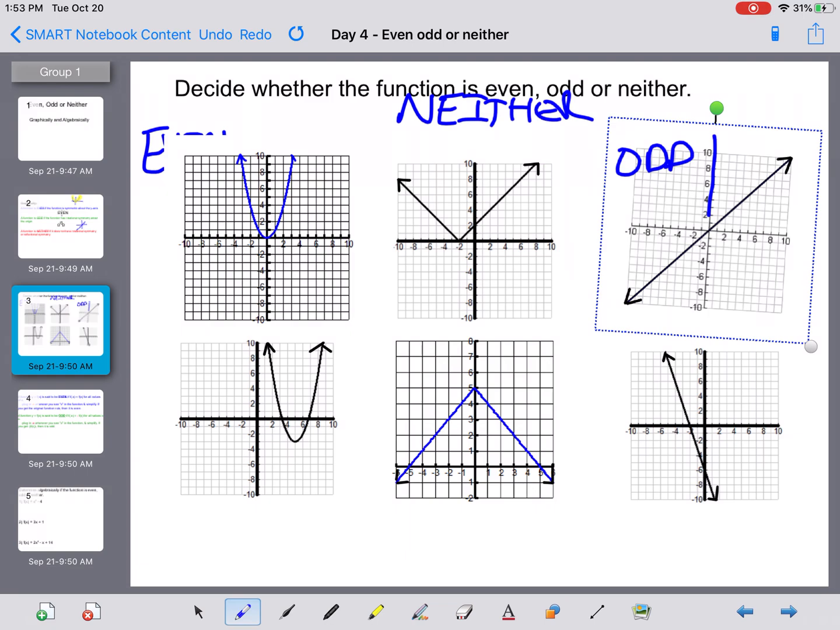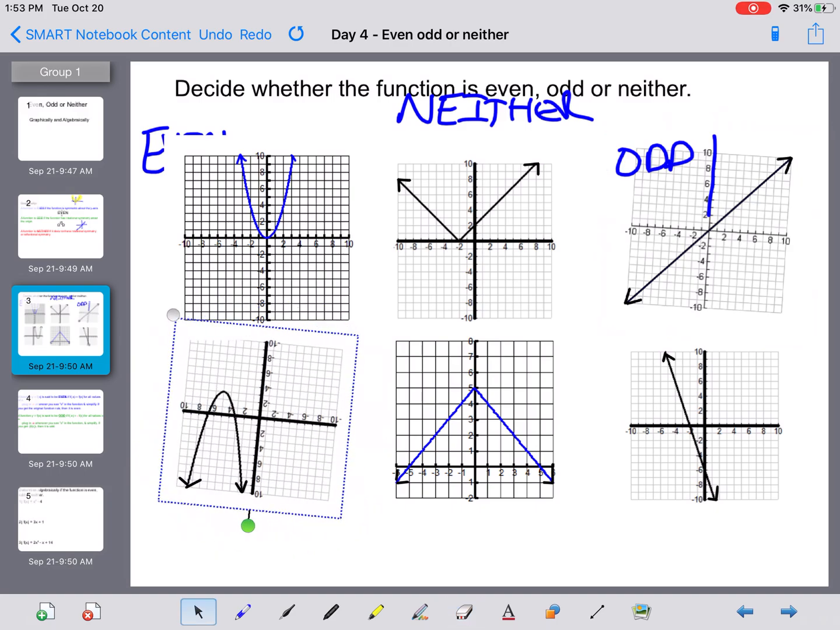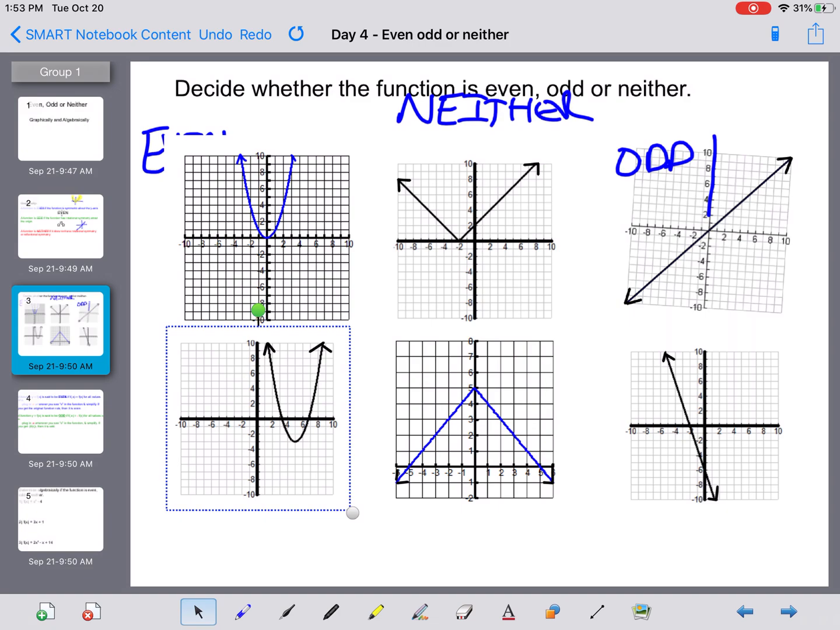Next one, same thing, we go down the y-axis, and that's not going to reflect over because we were going to get something over here, so it's not even. And then if we flip this 180 degrees, it's not the same thing, it opens down now. So we would say that this is neither.